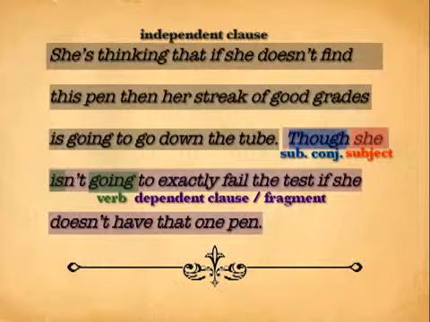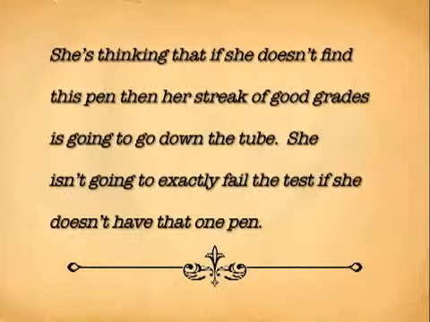Though is one of those subordinating conjunctions that lets the reader know that what comes after it can't stand on its own. If you got rid of though, you would actually have a complete sentence in this case. So one option for fixing this particular error would be simply to eliminate though and capitalize the S in she. She isn't going to exactly fail the test if she doesn't have that one pen.